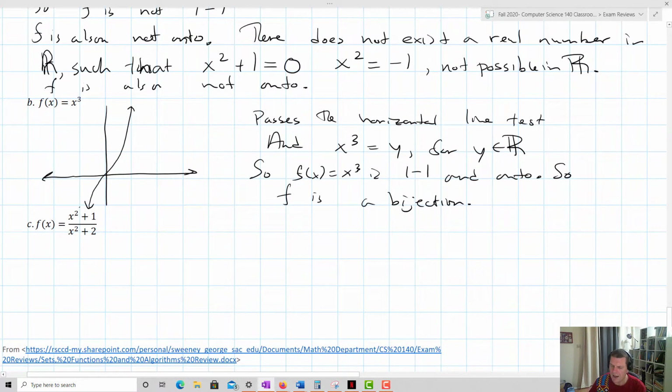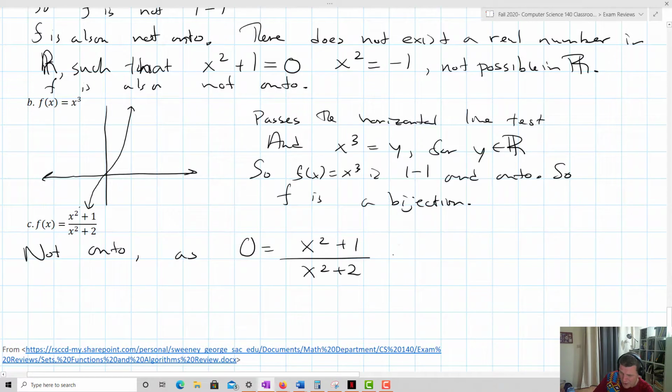What about f of x equals x squared plus 1 over x squared plus 2? Now this one has a problem. This one is not onto, as 0 equal to x squared plus 1 over x squared plus 2 is not possible. Actually, we can't even really get close to 0; we get close to 1. But 0 is not possible. So f is not onto.